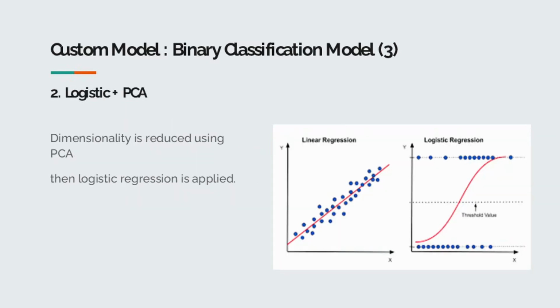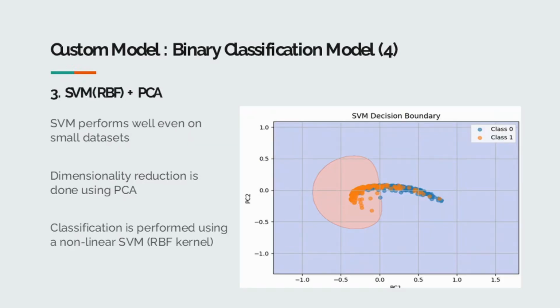This method uses PCA for dimensionality reduction, followed by logistic regression for classification. Though the output is similar to the previous method, the process is simpler and more efficient. This method uses PCA and an SVM with an RBF kernel. SVM works well with small datasets, so we chose it for our 50 sample test set. The RBF kernel improves generalization by capturing complex patterns as shown in the visualization.